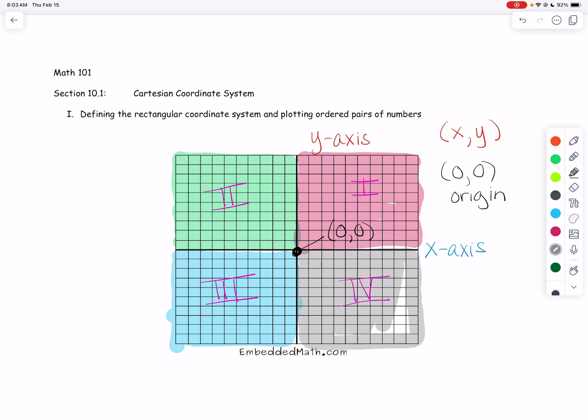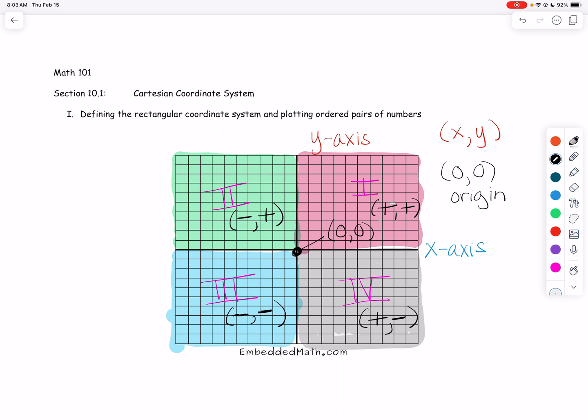So with signs, positive on the x-axis, we go in the right direction. Negative, we go in the left direction. Positive on the y-axis, we go in the up direction, and negative, we go down. So in quadrant I, we have two positive coordinates. In quadrant II, we have a negative x and a positive y. Quadrant III, we have negative x's and negative y's. And then in quadrant IV, we have positive x's and negative y's.